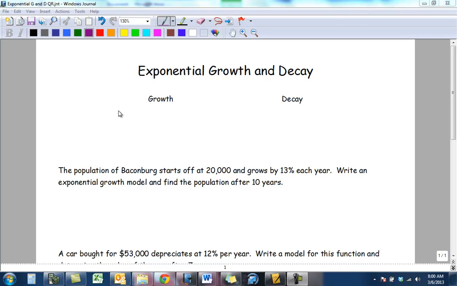Exponential growth and decay are two different nonlinear formulas. Let's talk about growth first. Y equals A times the quantity of 1 plus R raised to the t power. That's not to be confused with decay. Decay is Y equals A times 1 minus R raised to the t power.